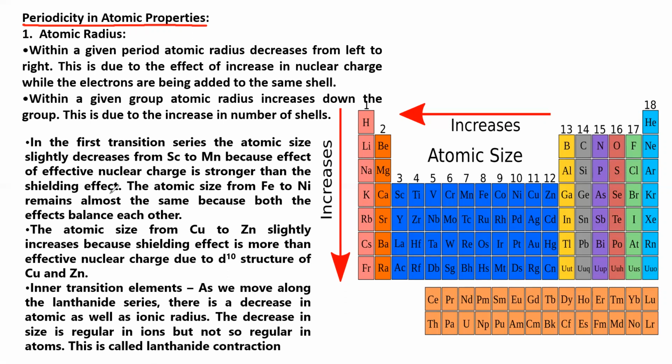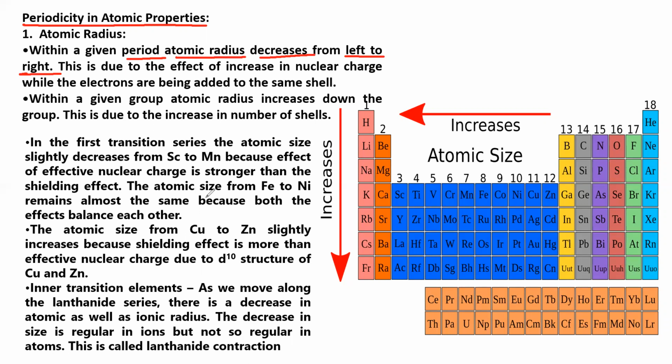So what happens to atomic radius in a period and groups? In all of these periodic properties, what is the trend in a period and group? We have to discuss all the periodic properties. That is the most important point. So within a given period, atomic radius decreases from left to right. Very important. So in a period, always you have to see left to right. Very important. And in a group, top to bottom.